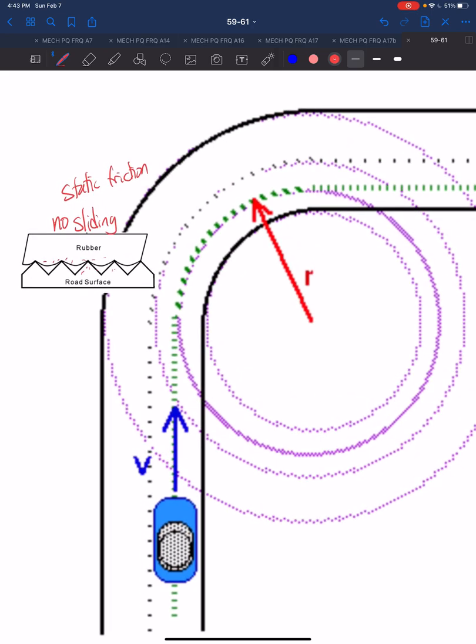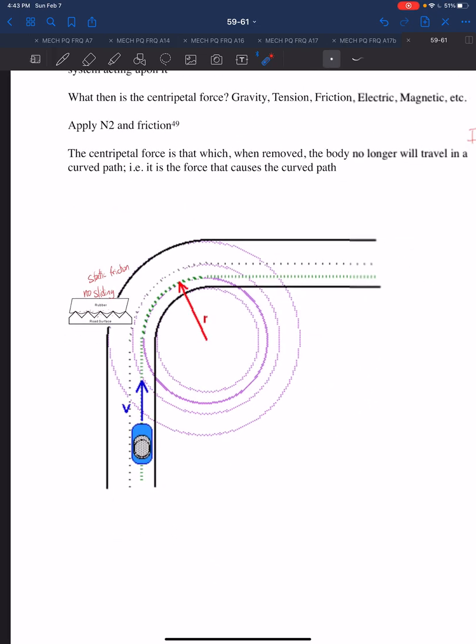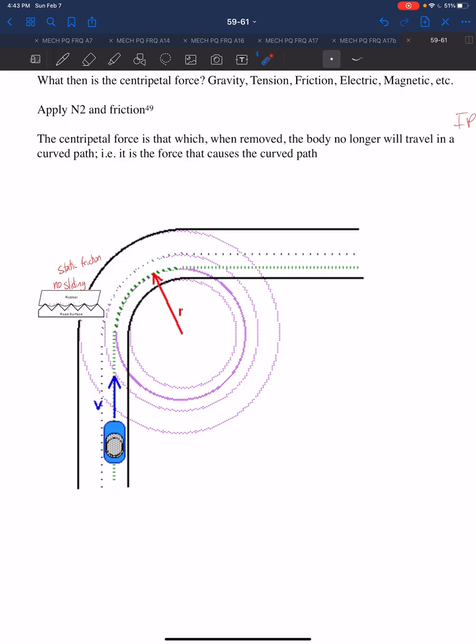You might imagine now that if we made this slippery and removed the friction, the car would move in a straight line. So that leads to another way to help us identify the centripetal force. The centripetal force is the force which, when removed, the body will no longer travel in a curved path. It's the force that causes the curved path. So what is it we would have to remove for a car not to travel in a curved path when the wheels are turned? It would be the friction. And it's static friction.